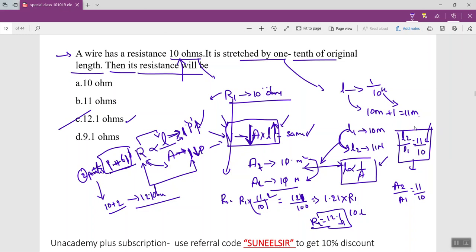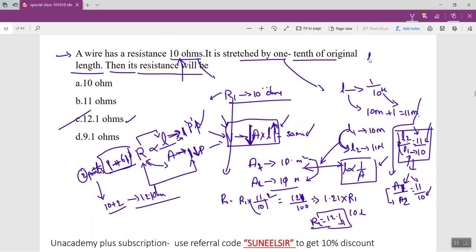Here length L1 is equal to 10 meters. If it is stretched by 1/10, length L2 will be 11 meters. And if you take the area before stretching as 11, then if the length increases the area will decrease, so the area after stretching will be 10. That is your assumption. Based on your assumptions, you will get the answer.